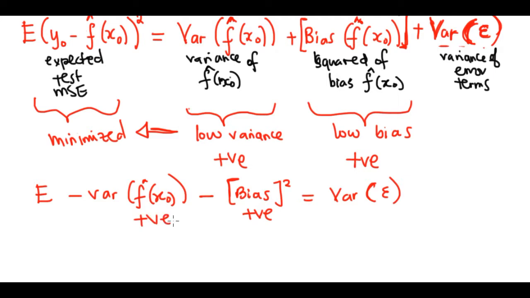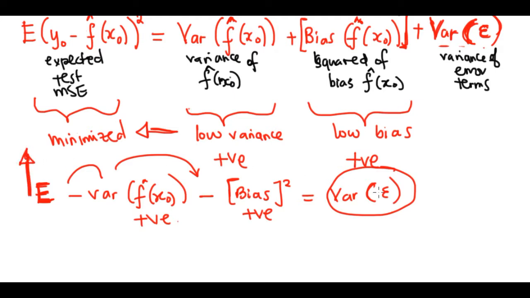So if they are equal, it means that even after subtracting positive quantities, it is still equal to this var. You get what I mean? This is a positive quantity and we're subtracting it from E, and we have another positive quantity that we're subtracting. It means this is a very large number compared to this var. So our expected test MSE will never lie below this. It will never be smaller than this var, the variance of the error terms.